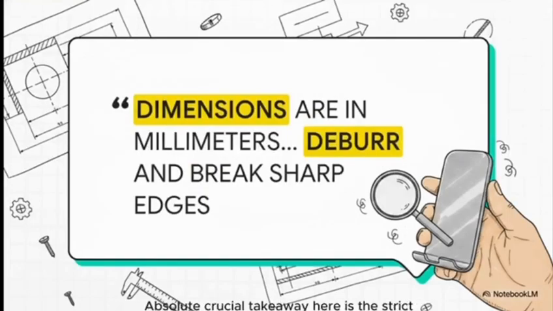The absolute crucial takeaway here is the strict attention to detail required in hardware creation. These standard manufacturing callouts are all about quality assurance. It explicitly states all dimensions are in millimeters, standardizing everything for the fabricators. But even more importantly, for a product that you literally hold in your hands or wear around your neck, it mandates the manufacturer to deburr and break sharp edges for safety. Because, let's be real, nobody wants a convenient phone stand that ends up slicing up their hands.